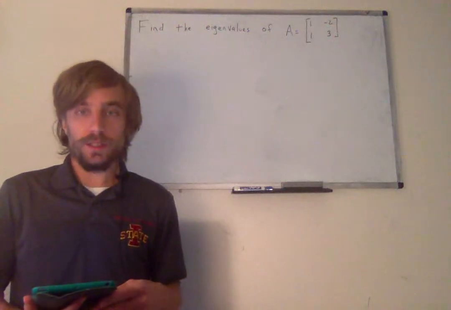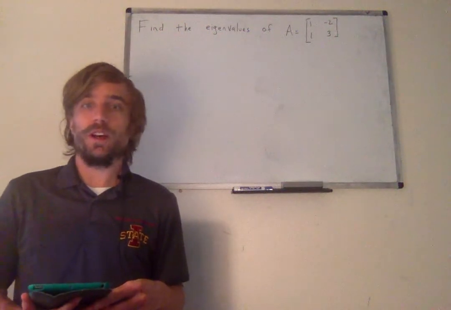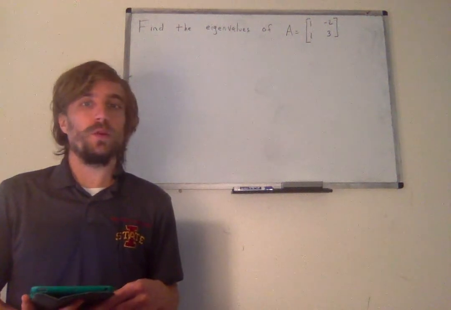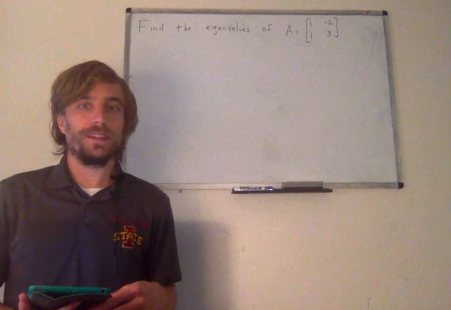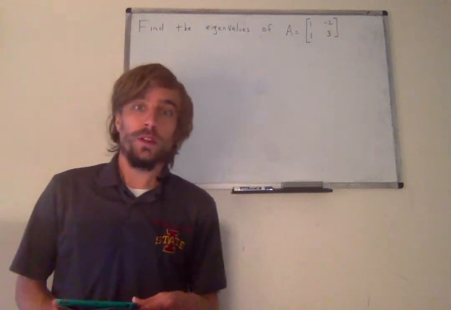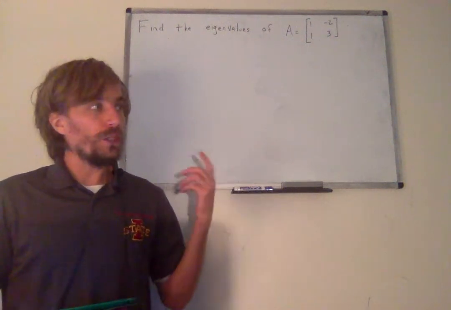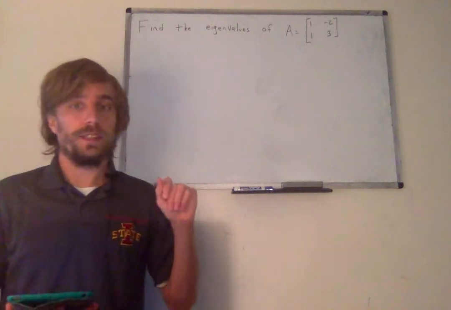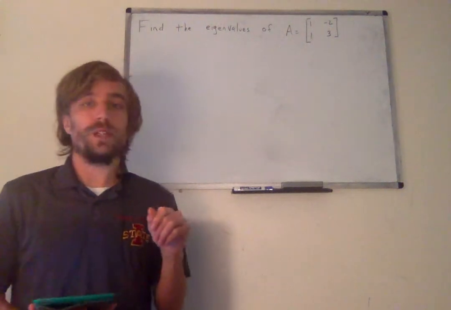Hello, so this is section 5.5, video 1. This section is going to be quite complex. I just want to start off with this example where we're going to find the eigenvalues of this seemingly innocent 2x2 matrix.